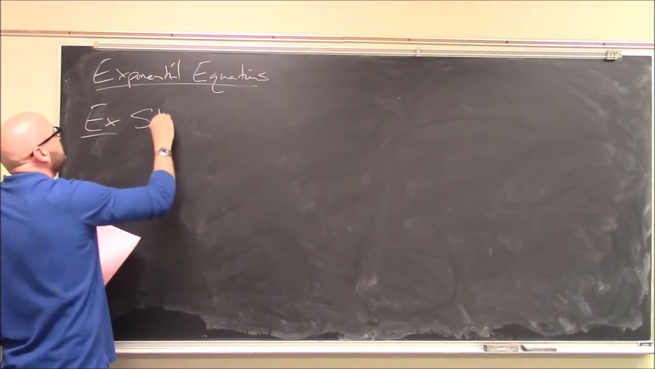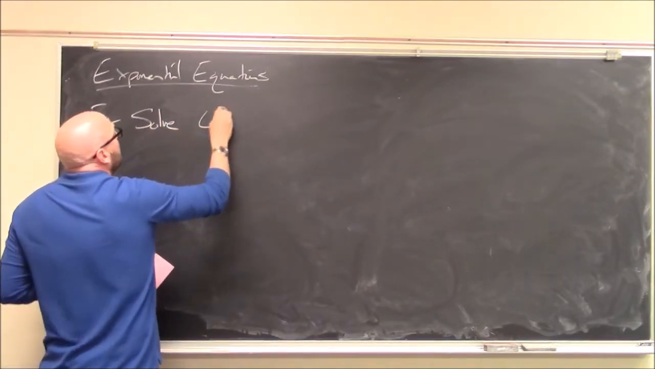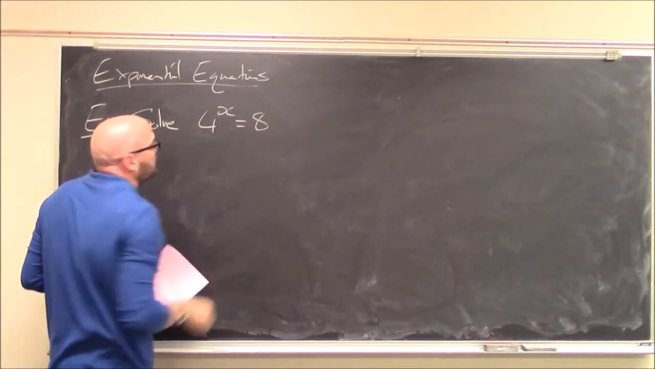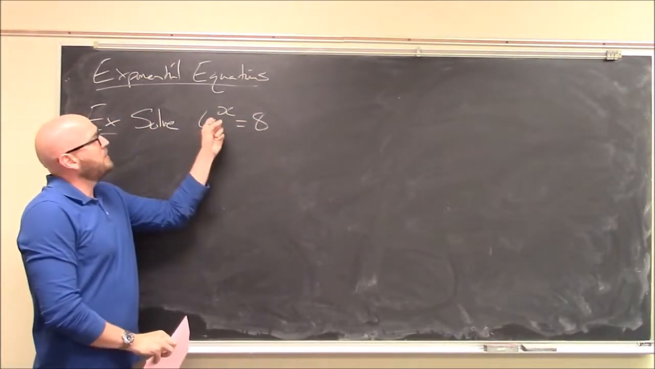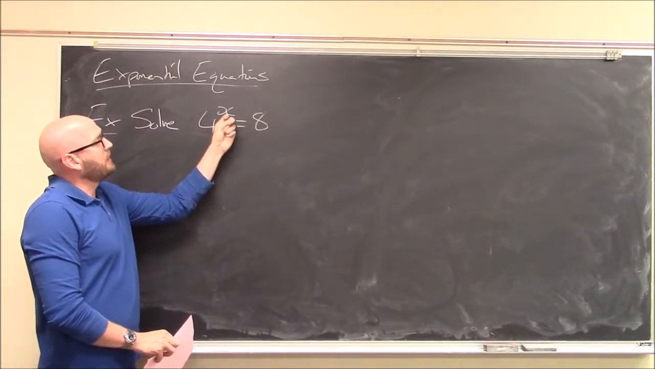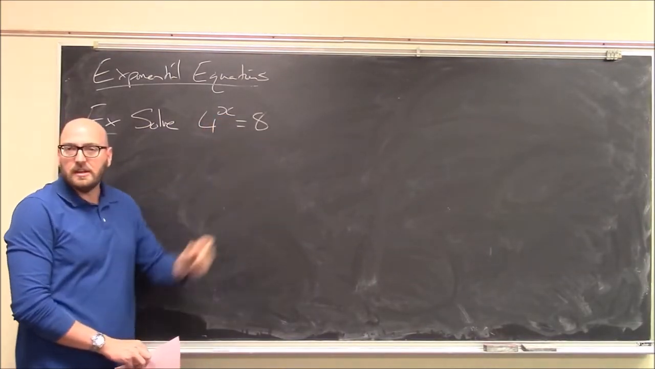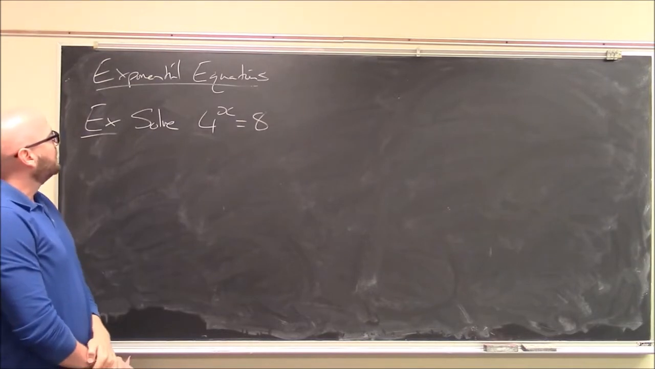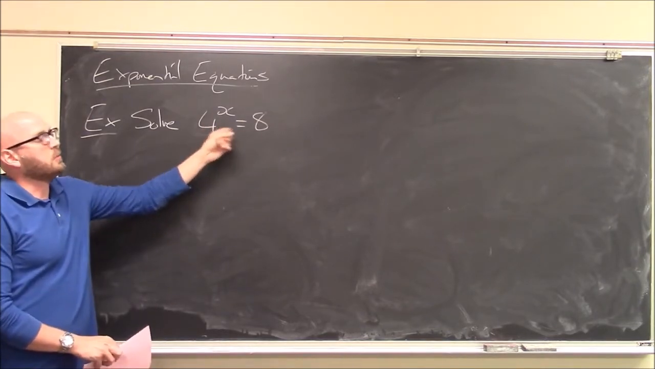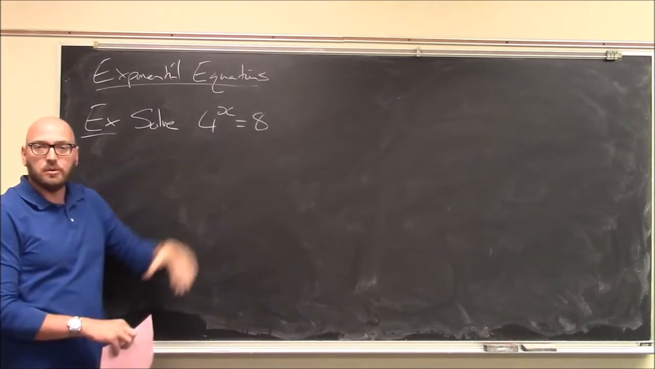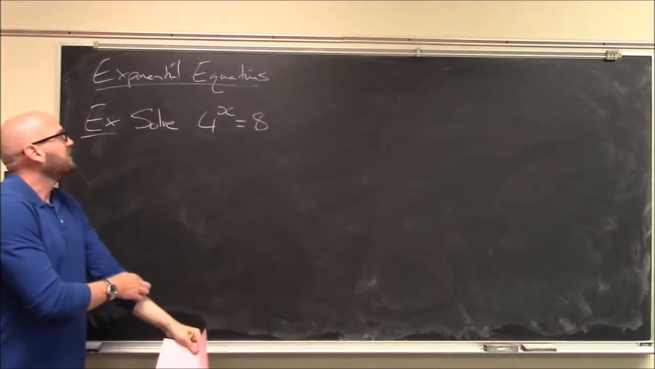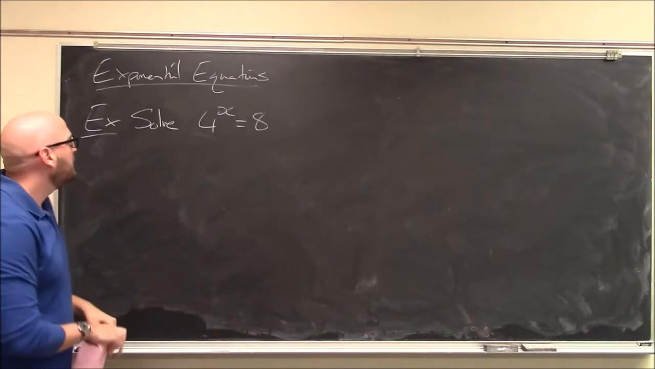Solve 4^x = 8. Alright, so what power of x makes 4^x equal to 8? Well, it's not 1. If x is 1, we'd have 4 equals 8, which isn't true. And it's not 2. If it was 2, we'd have 16 equals 8. 4 squared is 16. So it's somewhere between 1 and 2, but what is the actual value?